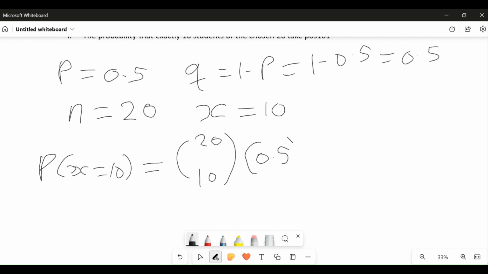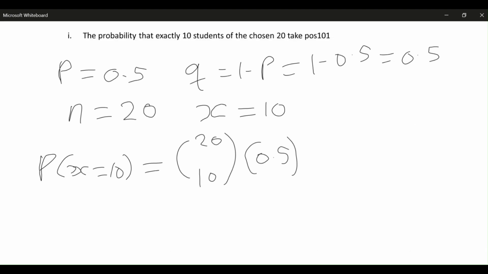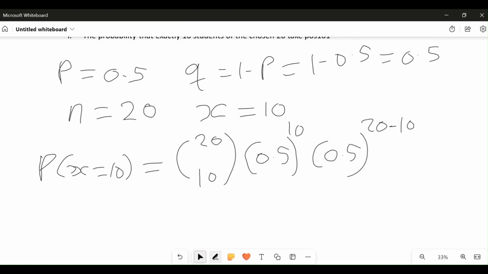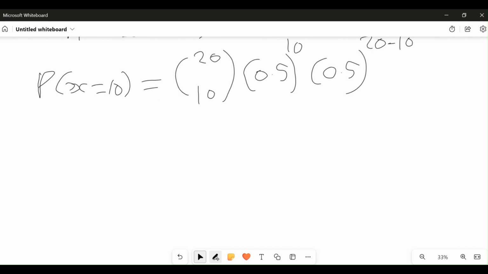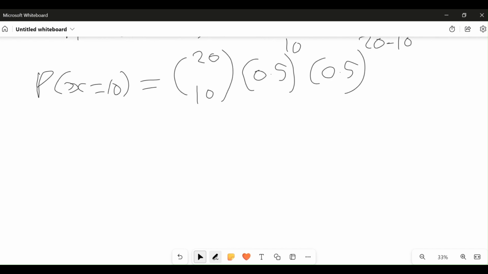0.5 raised to power 10, which is the number of selected sample. And probability of failure is also 0.5 raised to the power 20 minus 10. So now, from here, we find what 20 combination 10 is first.